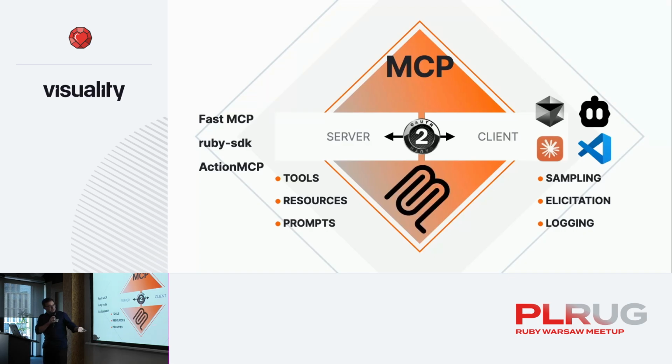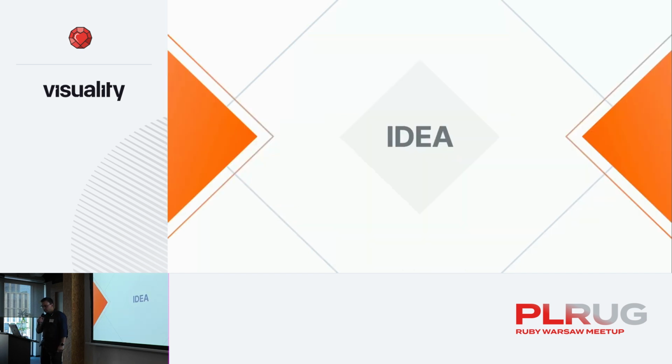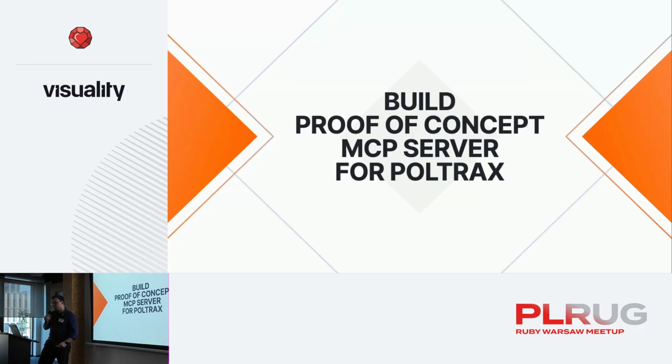And the last thing, the MCP logo. Since we have a lot of logos here, have this one too. Okay, so enough of the theory. You can go way deeper into that, but let's not focus on that right now. So what we wanted to achieve in our hackathon, like Mariusz said, we wanted to build a proof of concept of an MCP server for PLRUG's application.